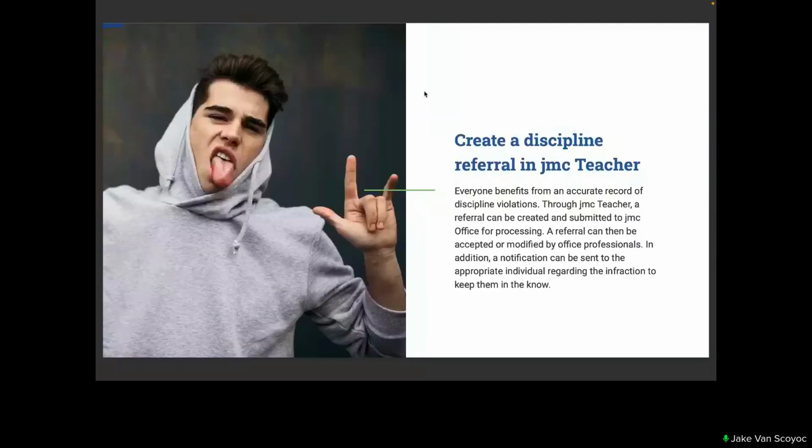Starting with submitting that discipline record, everyone benefits from an accurate record of discipline violations. Through JMC Teacher, a referral can be created and submitted to JMC Office for processing. A referral can then be accepted or modified by office professionals. In addition, a notification can be sent to the appropriate individuals regarding the infraction to keep them in the know.